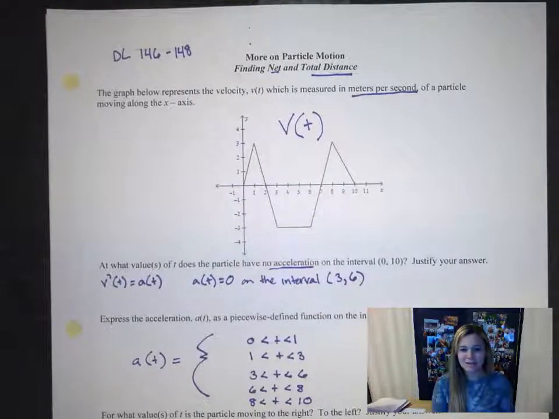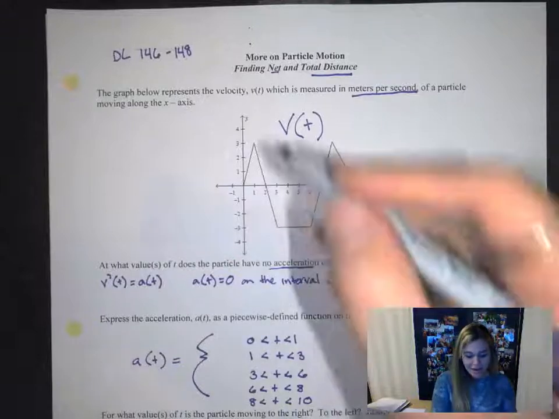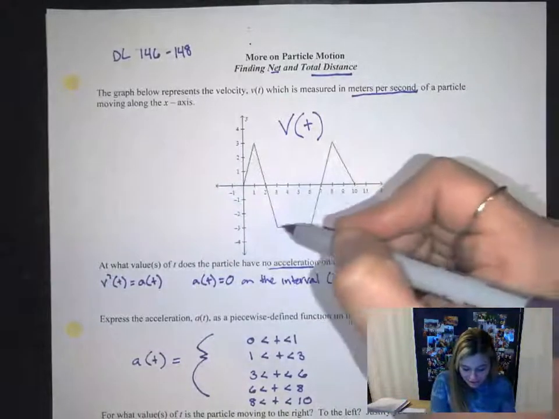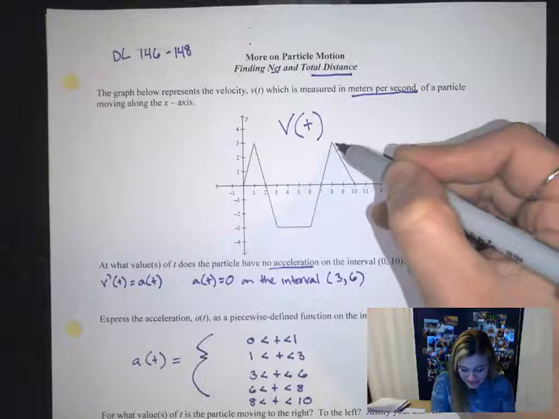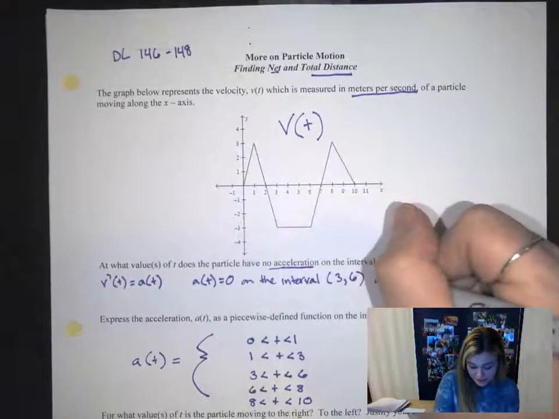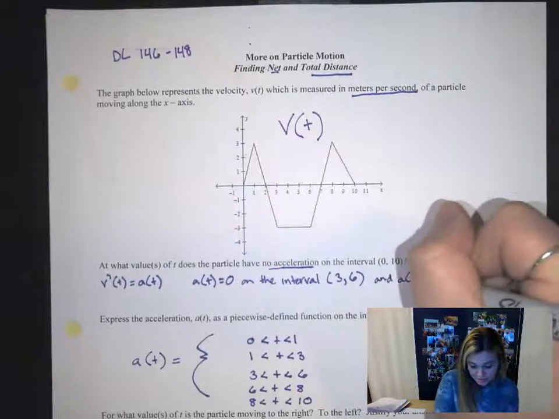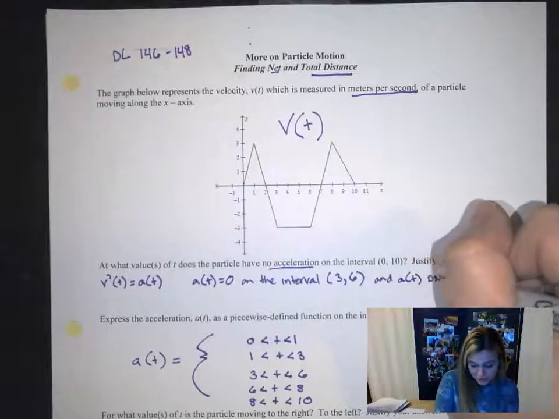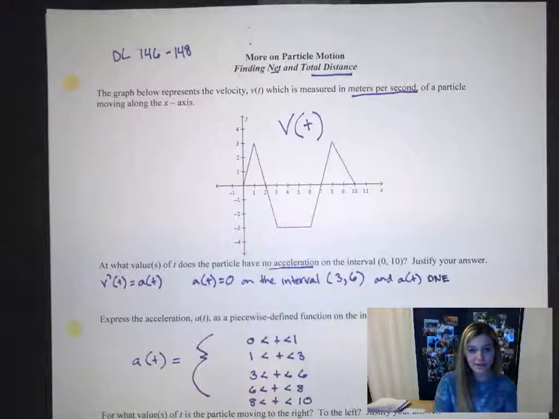And you might be saying, yeah, but what about those sharp turns? What's happening there? At 1, at 3, at 6, and at 8, it looks like, that is the place where the derivative does not exist. There's a sharp turn in the graph of the velocity. So I'm going to say, and a of t does not exist. So I'm covering both bases, but I really know my stuff here.